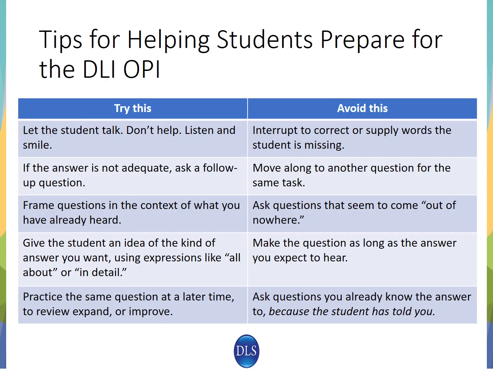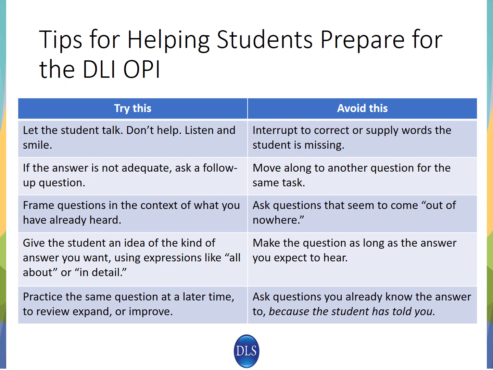Here are some things to try and some to avoid when helping students prepare for the DLI OPI. Try letting the student talk without helping. Just listen and smile. You should not interrupt the student to correct them or give them words that they are having trouble remembering. If the student does not adequately answer the question, ask them a follow-up. If they do not give you an adequate response, do not move along to other questions.